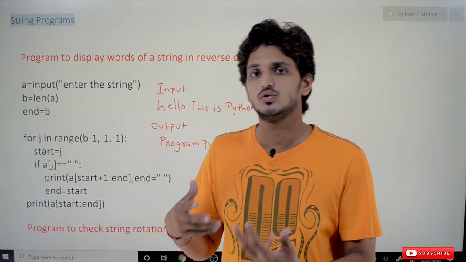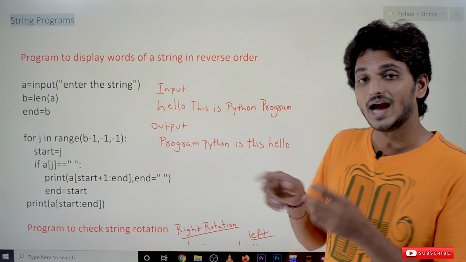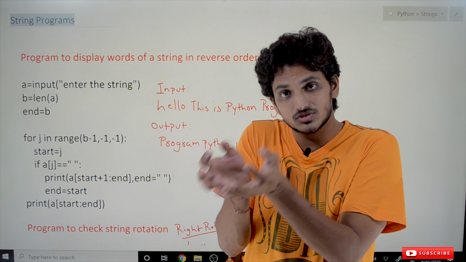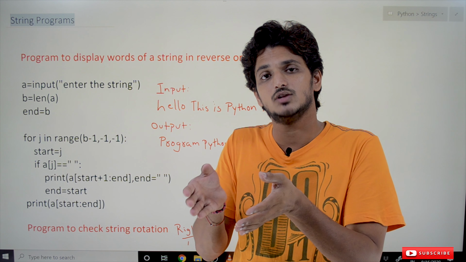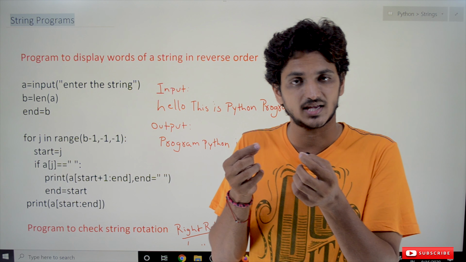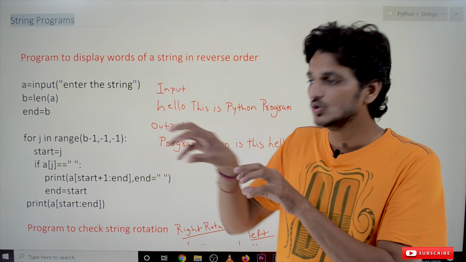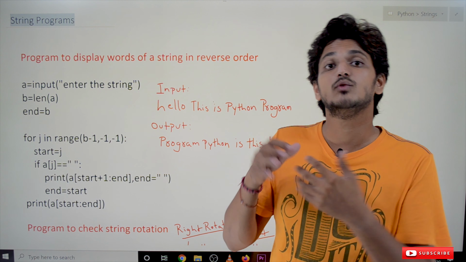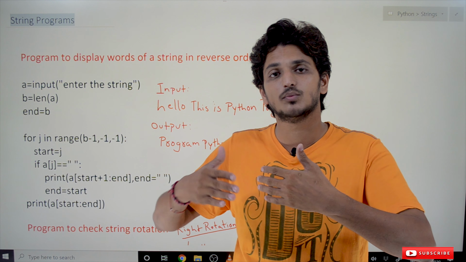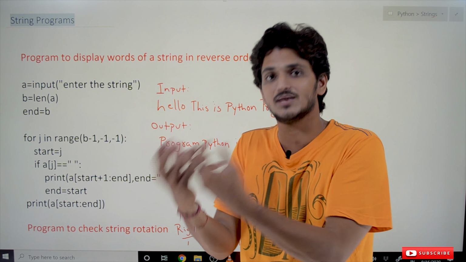So the logic here is that in the string we can get the characters by using index values. The memory is allocated in a continuous manner and index values are assigned for those memory locations. We can access the characters in a string using index values, and we can do string slicing also. Part of the string can be sliced. We use these concepts in identifying the words in reverse order.